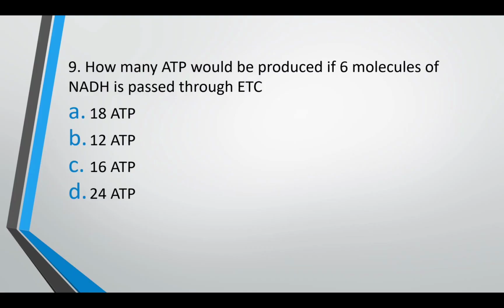Question 9. How many ATP would be produced if 6 molecules of NADH is passed through electron transport chain? Option A, 18 ATP, 12 ATP, 16 ATP, or 24 ATP. The correct answer is option A, that is 18 ATP would be produced. One molecule of NADH produces 3 ATP molecules. So 6 NADH produces 6 times 3 is 18, so 18 ATP molecules.